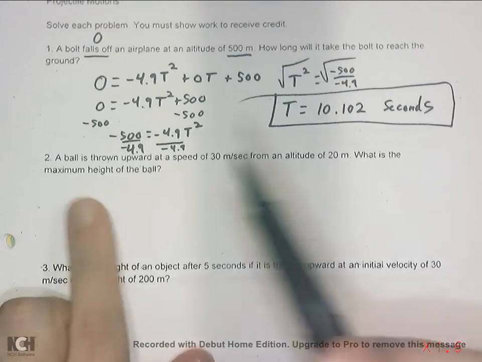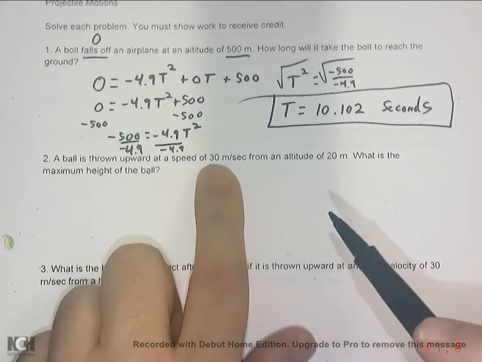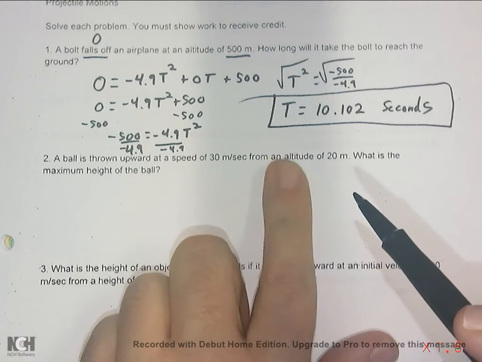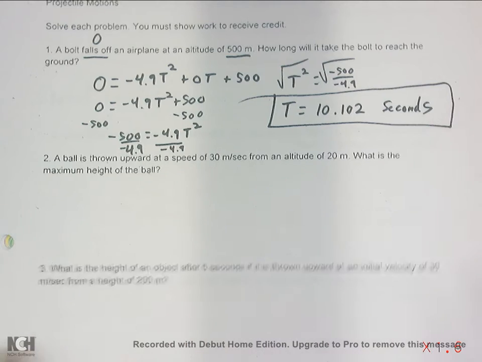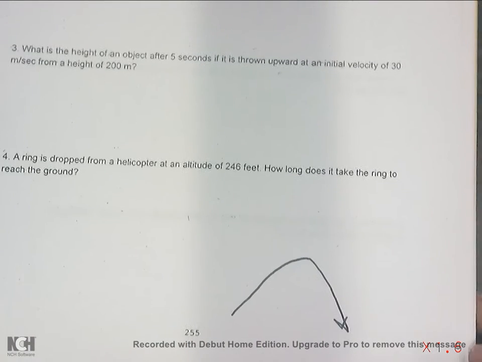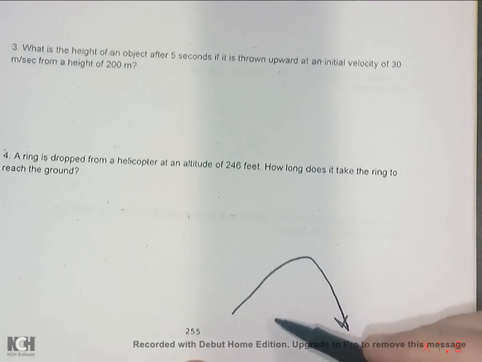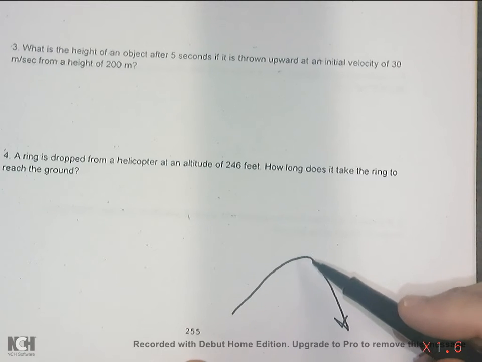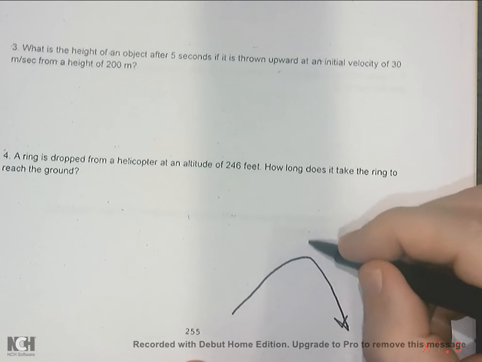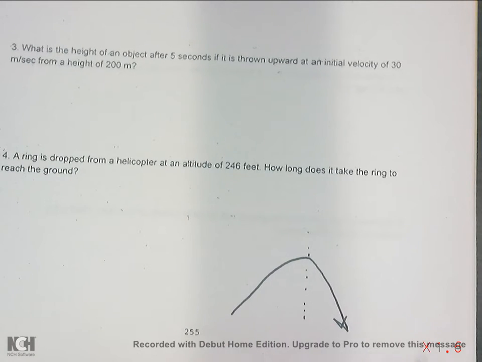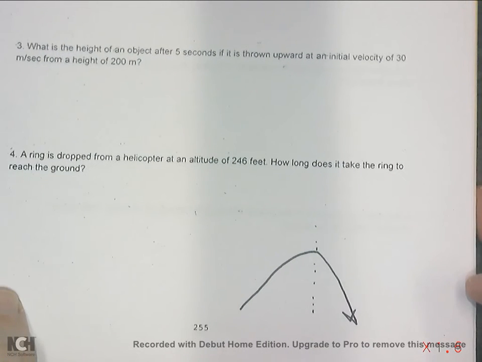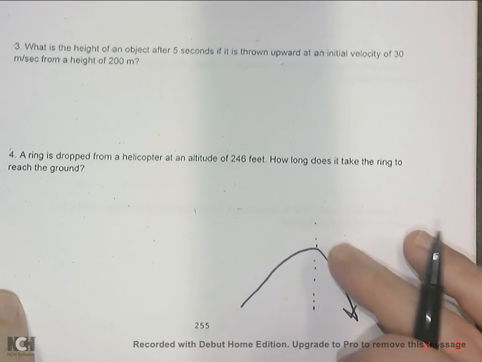This one, a ball is thrown upward at a speed of 30 meters per second from an altitude of 20 meters. What is the maximum height of the ball? So again, I'm looking for the max. So if it's a parabola that looks like this, I'm looking for the max. Essentially, I'm looking for the vertex, right? I'm looking for where that ball is going to peak right there.